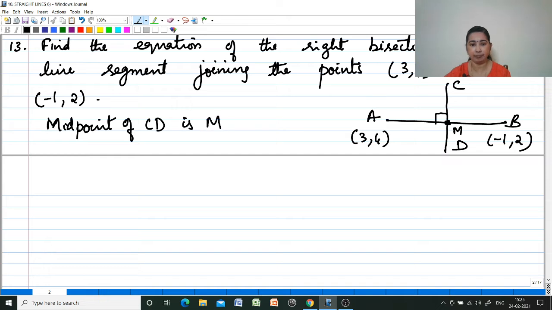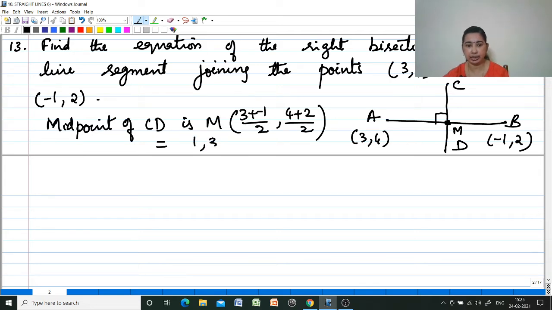M is, that is, C is (3, 4), D is (-1, 2). That is (3 plus minus 1) by 2 comma (4 plus 2) by 2, and that is equal to 3 minus 1 is 2, 2 by 2 is 1 comma 6 by 2 is 3. So (1, 3) is the midpoint. This coordinate is (1, 3).